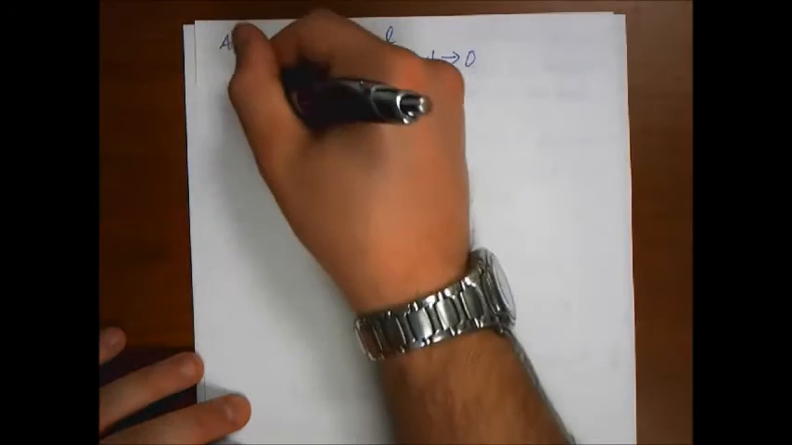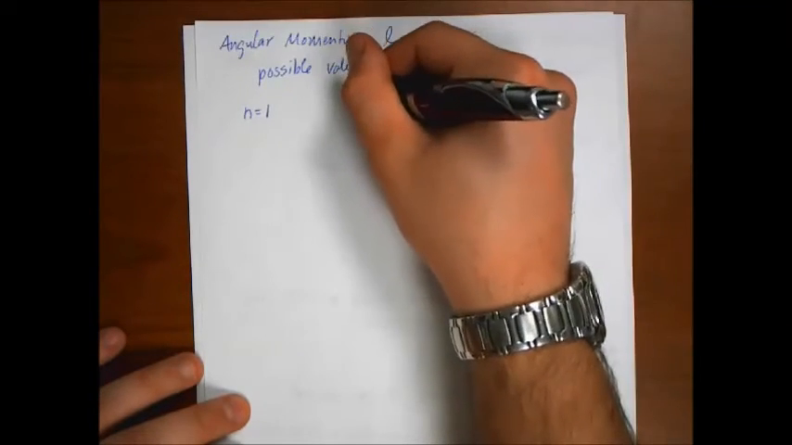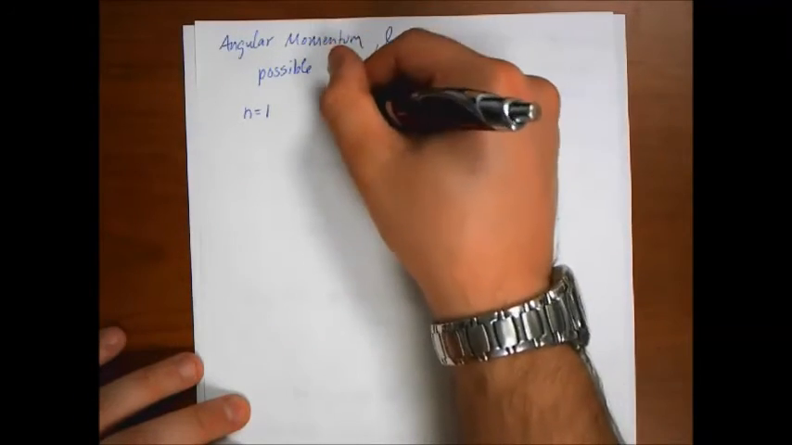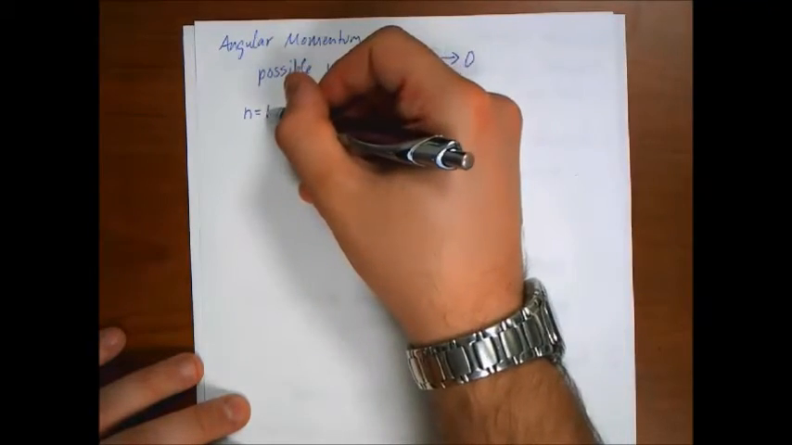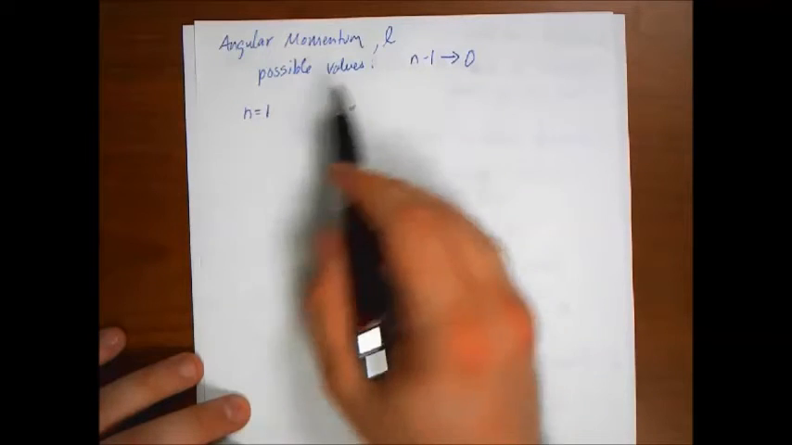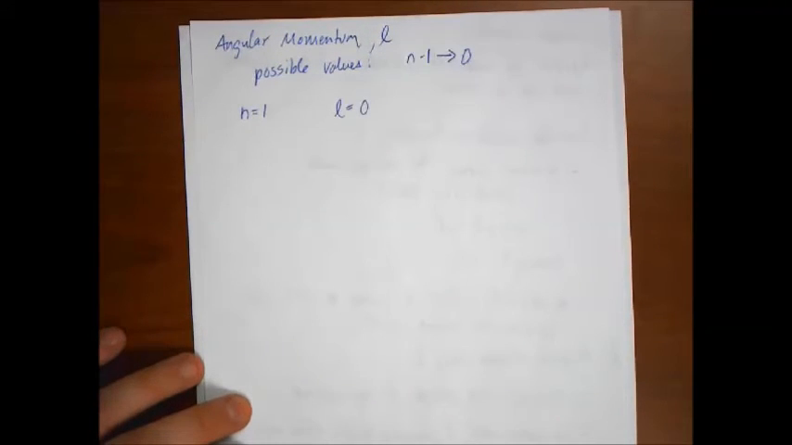Okay, so what does this mean? Let's say that we have n is equal to 1. Well, the possible values of L are going to be the following. L is going to equal n minus 1 to 0. So in this case, if n is equal to 1, then n minus 1 is going to be 0. So the only possible value of L at n is equal to 1 is 0.